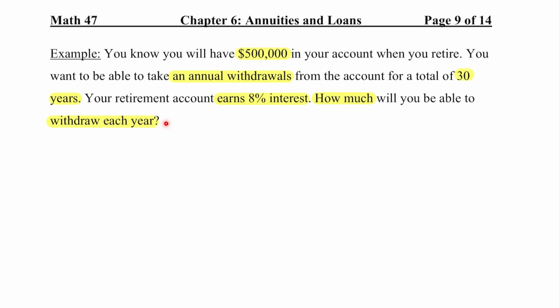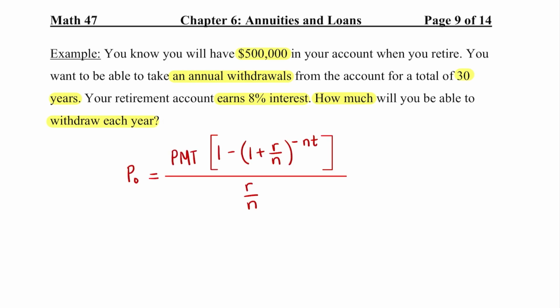This problem is asking how much can I withdraw each year, so I am going to use the payout annuity formula. In this formula, P of 0 is the balance in my retirement account when I start retiring, so this is $500,000. PMT is the amount that I want to withdraw every year. Do I know what that is? No. They ask how much will you be able to withdraw each year. So PMT is my unknown.